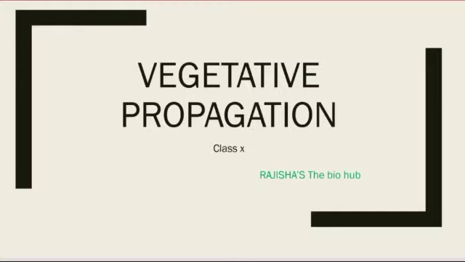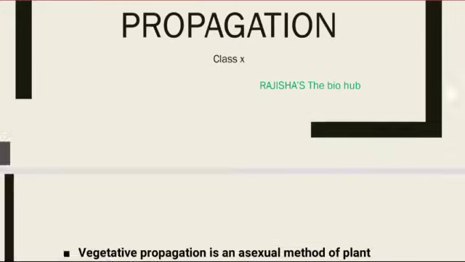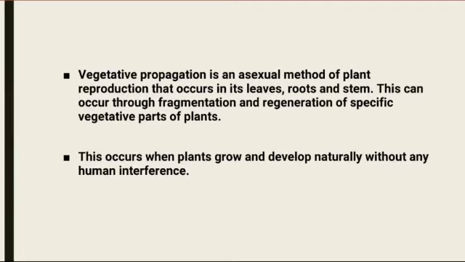We know that not all the plants in the world are able to produce seeds, but some kind of propagation methods are there in those kinds of plants. Here, vegetative propagation is an asexual method of plant reproduction that occurs in its leaf, roots, and stem. This can occur through fragmentation and regeneration of specific vegetative parts of the plant.